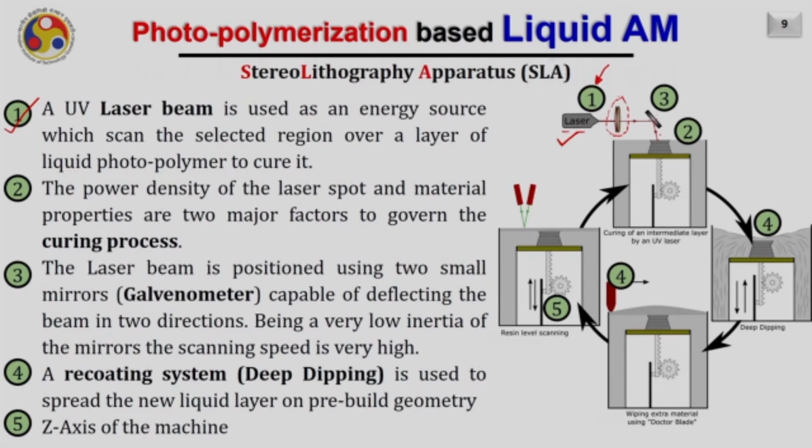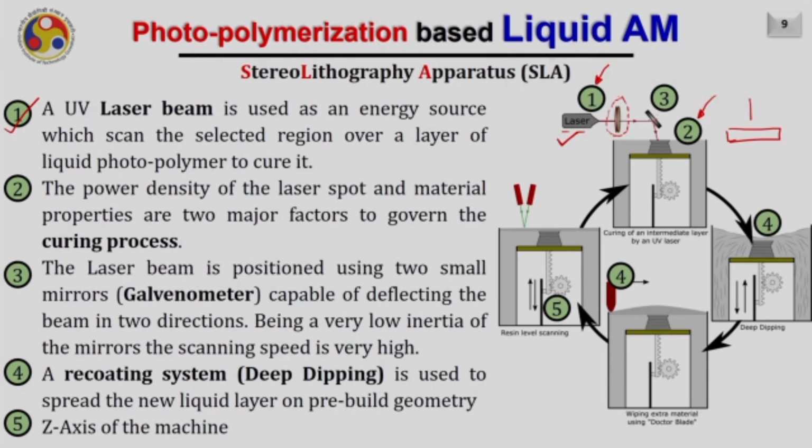But if the laser does not have very high power, the depth of penetration and other process parameters will depend on that. Hence, it is very important to understand the curing process, that is, what happens when the laser beam really strikes the photopolymer bed. So, the power density of the laser spot and material properties are 2 major factors that govern the curing process. Hence, that process is shown here by 2.